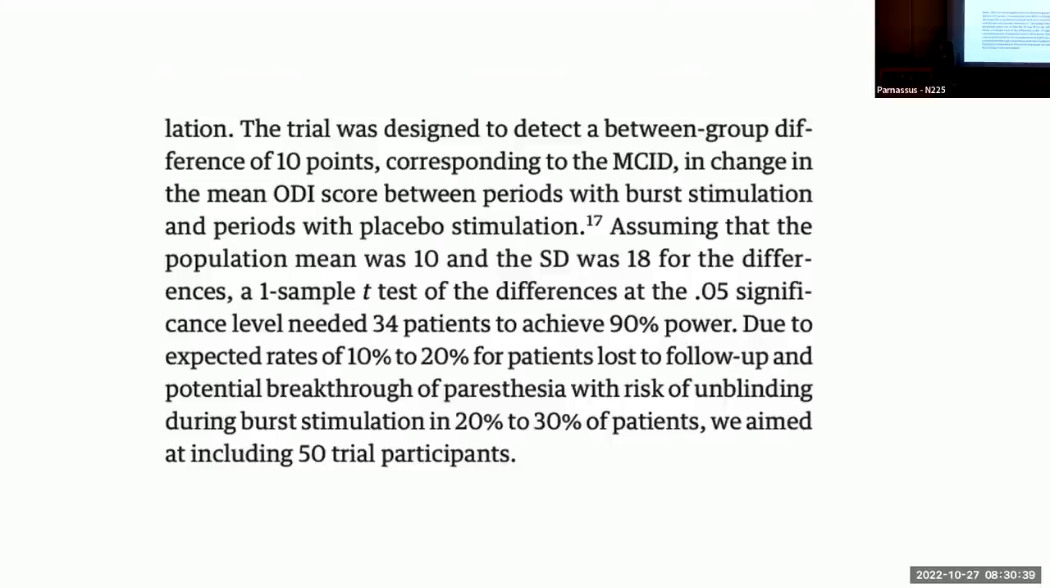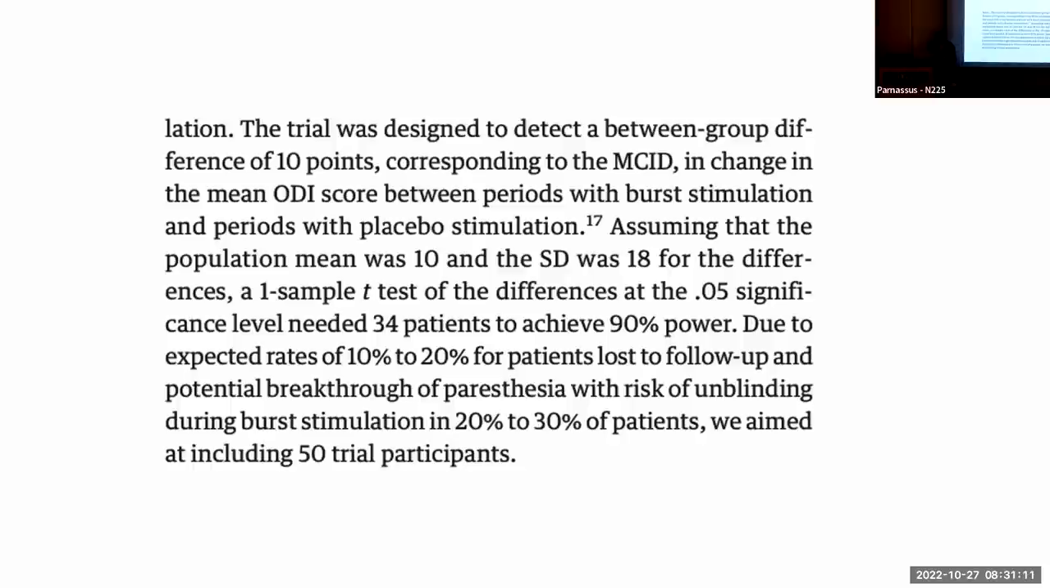So to solve that problem, the best way is to survey patients and doctors and ask what the minimally clinically important difference is, the MCID, and then you're powering it for something that's real. It's the minimum difference that would matter to somebody. And this trial is doing that. They've actually surveyed people and they find that 10 points is what people think is the minimal difference in pain. Assuming that the population mean was 10, standard deviation was 18, a one sample t-test of the difference at 0.05 significance, 34 patients achieved 90% power. Due to expected rates of 10 to 20% attrition, we hypothesized that 50 people in each arm would be good.